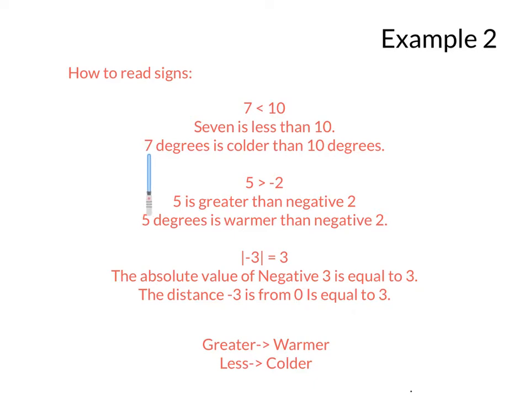Now I want you to read again, whispering or out loud. 7 degrees is colder than 10 degrees. That is what this is. 5 degrees is warmer than -2. The distance -3 is from 0 is equal to 3. Think about that. The distance -3 is from 0 is equal to 3. That's how far it is away.